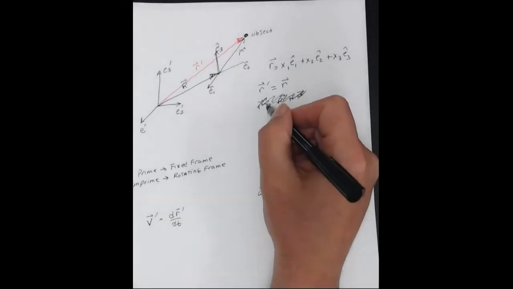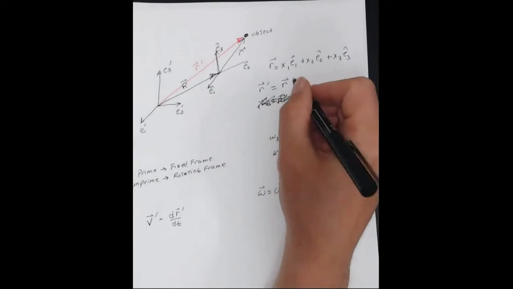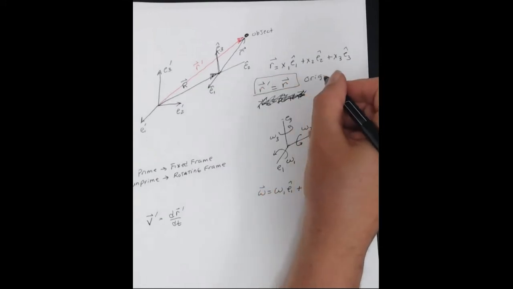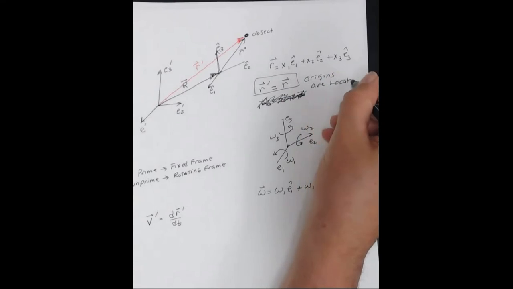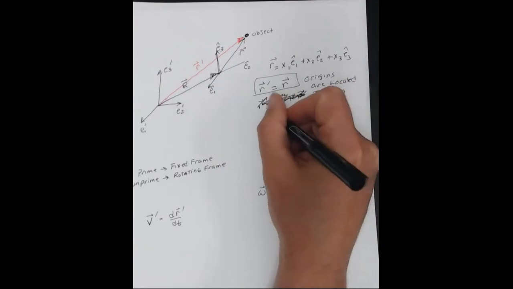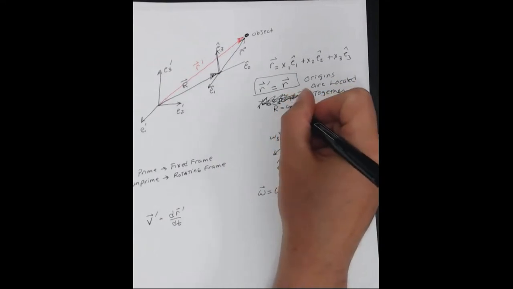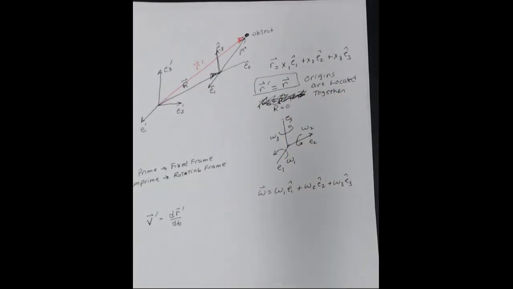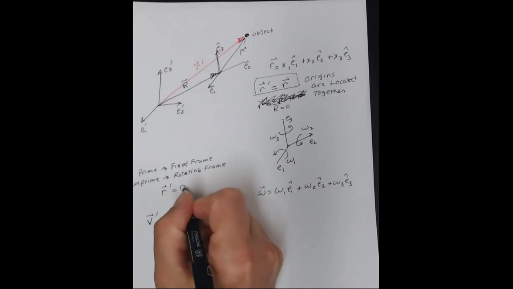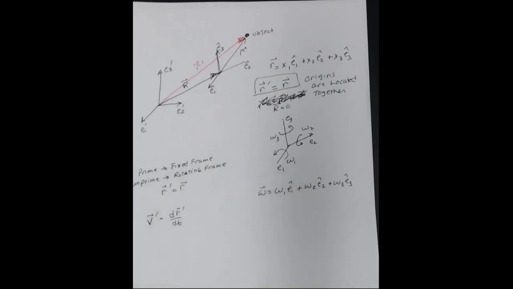So to simplify this, what I'm going to do is get rid of this. I'm going to say this is really the case: our origins are located at the same location. So I'm saying big R is equal to 0. So that's the case we're going to have. r prime is equal to r.